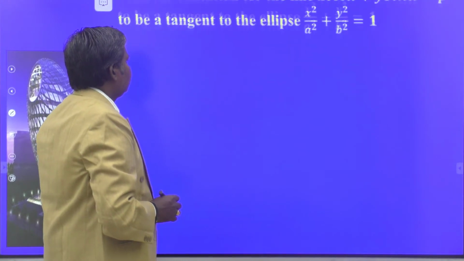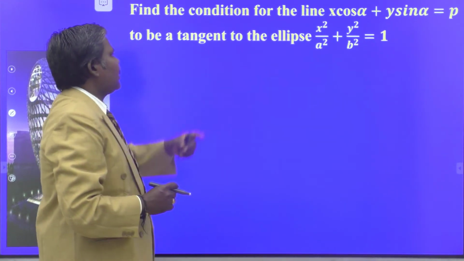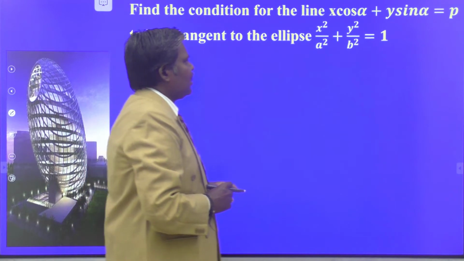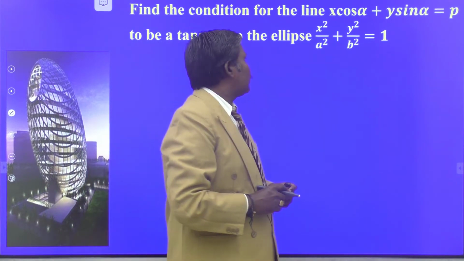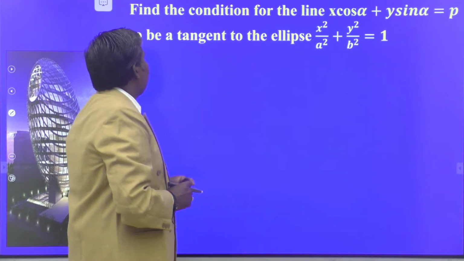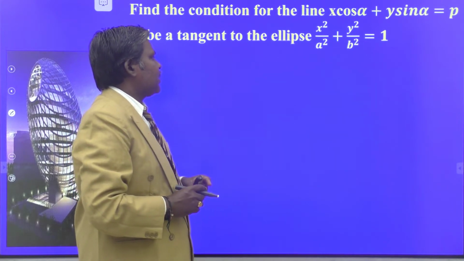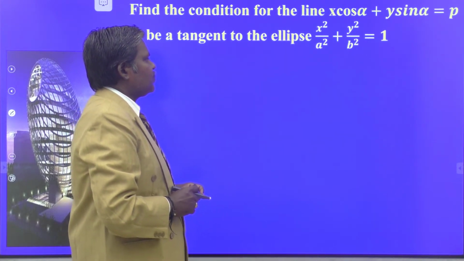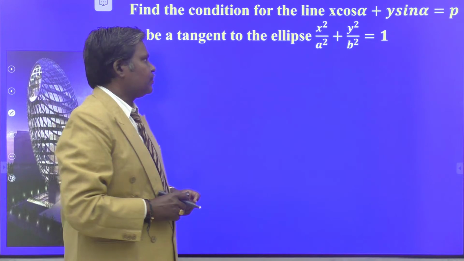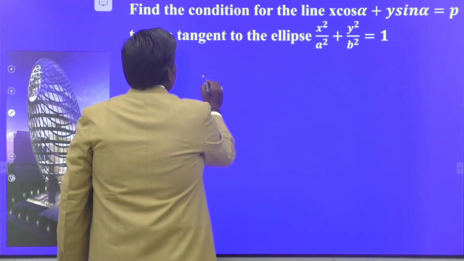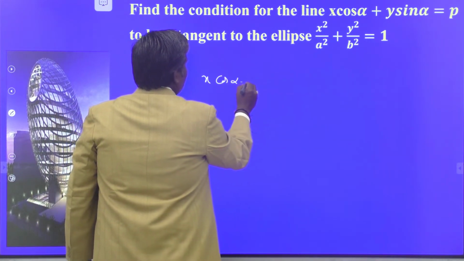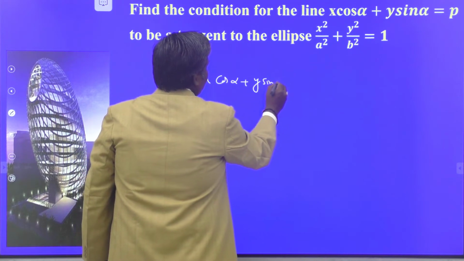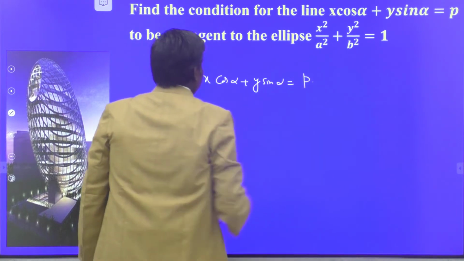Next one. Find the condition for the line x cos alpha plus y sin alpha equal to p to be a tangent to the ellipse x square by a square plus y square by b square is equal to 1. So, what is the line equation? x cos alpha plus y sin alpha is equal to p.